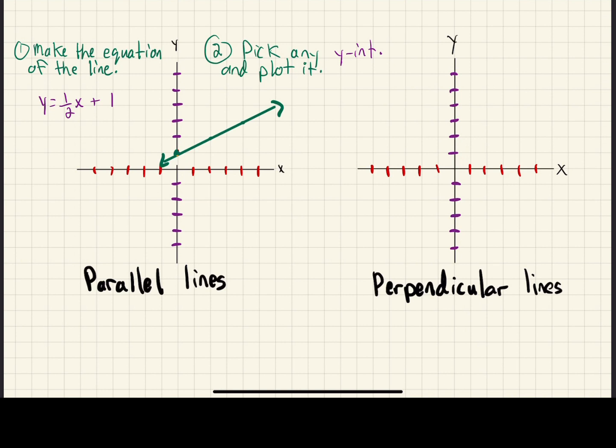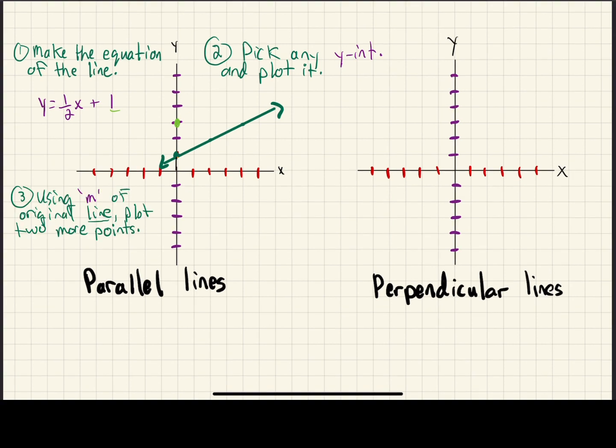The second step in the strategy is to pick any y-intercept and plot it. It really can be any y-intercept. So if this y-intercept is 1, I'll do a y-intercept of 3, and I'll put a dot over here. Then, using the slope, or the m value of the original line, which is the 1 over 2 here, plot 2 more points from the y-intercept. From the green dot over here, I'm going to go up by 1, over by 2, and plot 1 point here. Then from that point, up by 1, over by 2, and plot my second point here.